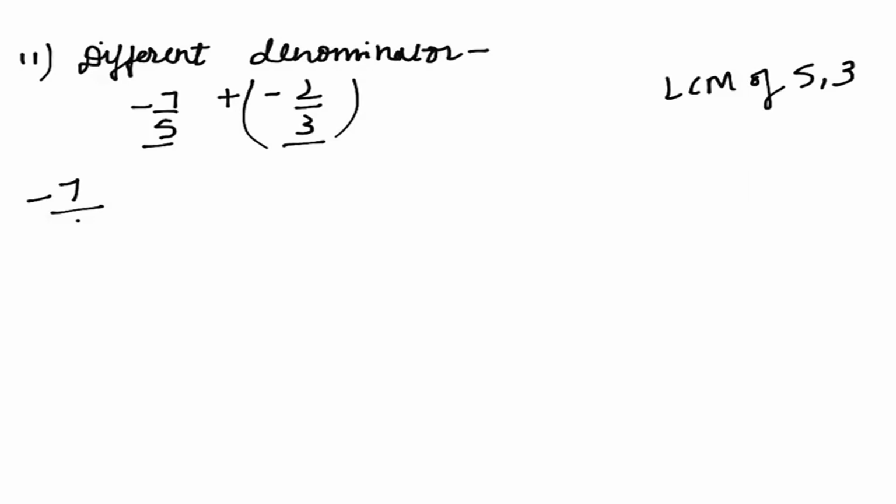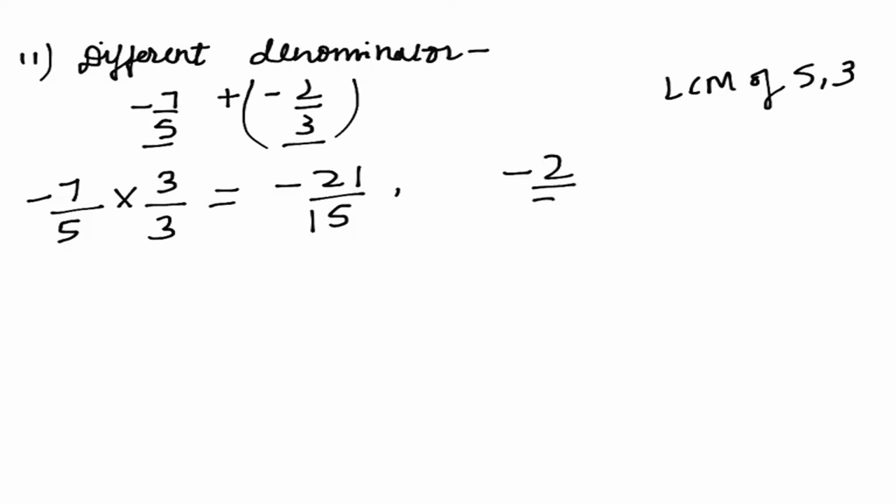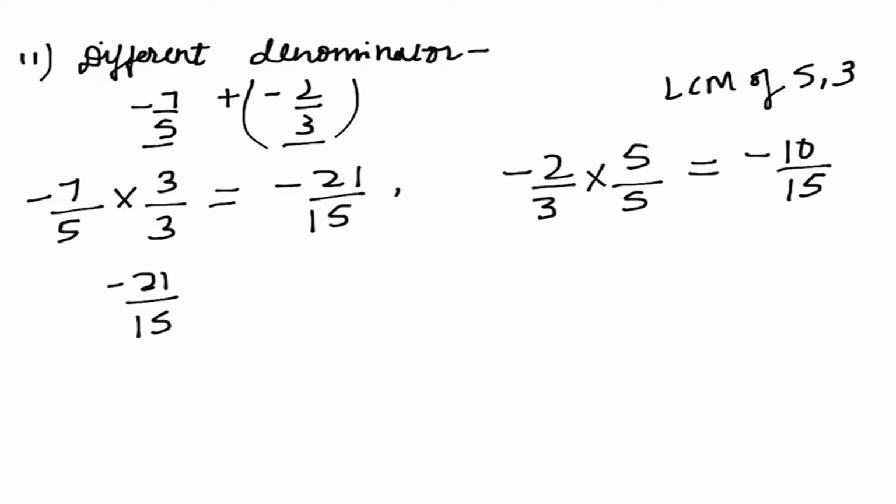To make 5 into 15, we have to multiply by 3. So it can be written as minus 21 by 15. The other number is minus 2 by 3. We have to make it 15, so we will multiply by 5. Here we will get minus 10 by 15. So it can be written as minus 21 by 15 plus minus 10 by 15.